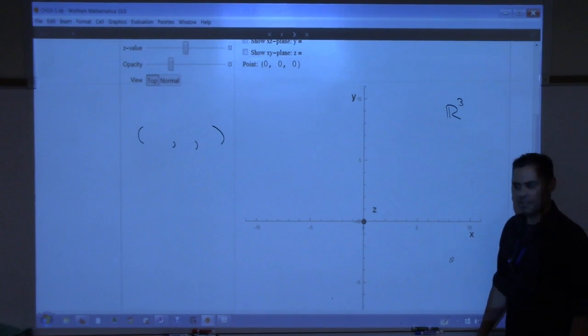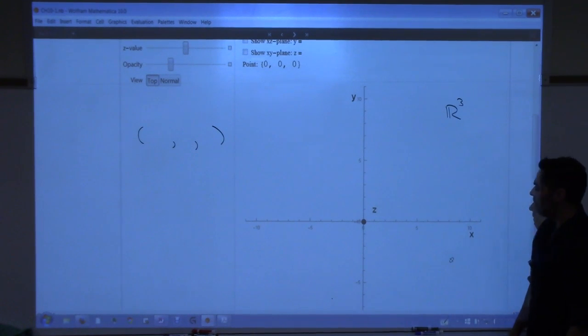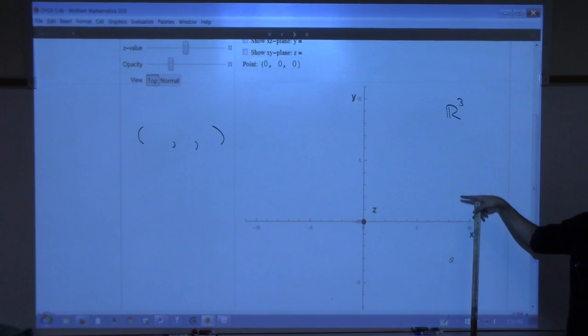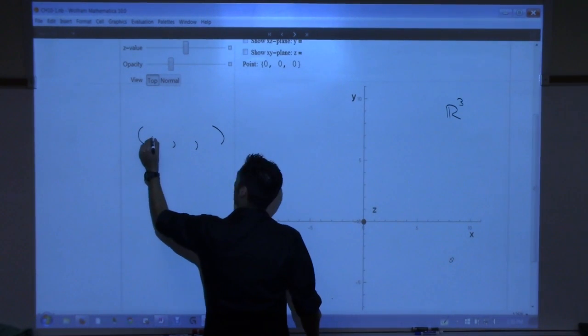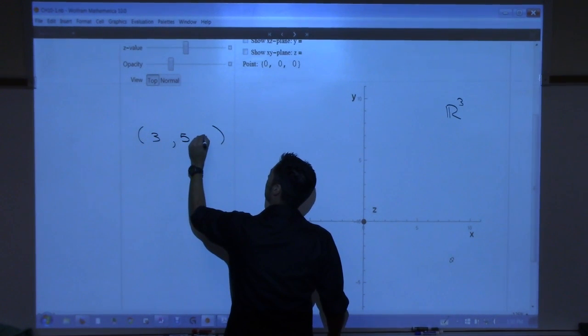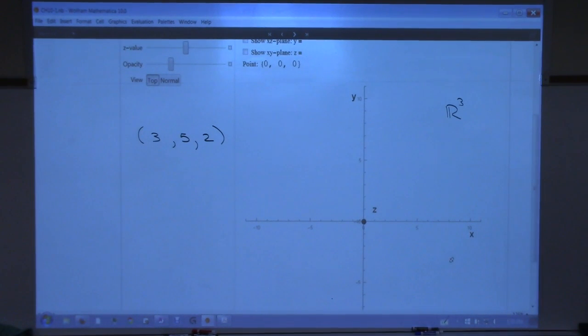Ordered triple. That's exactly what it's called. It's an ordered triple. So if you give me a few numbers, plug them in there, I should be able to represent that as a point in this three-dimensional space. So let's go with 3, 5, 2. How about that? 3, 5, 2. Ordered triple. So how would I graph that?